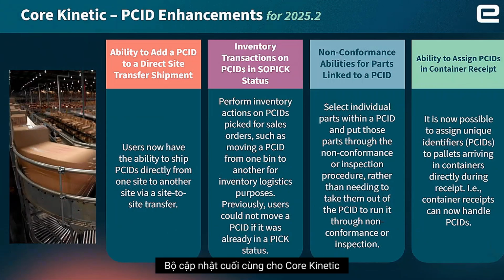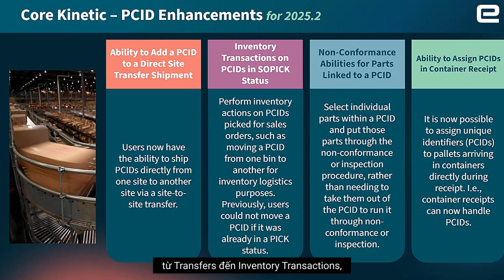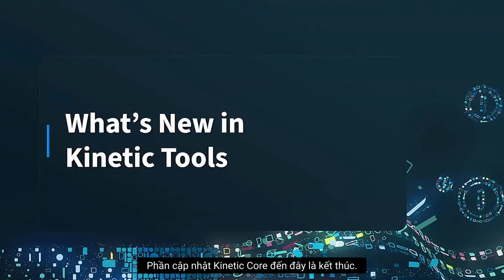Our last set of core Kinetic updates focuses on PCID functionality. We continue to expand how PCIDs can be used across the system, from transfers to inventory transactions to inspections and even container receipts. The goal here is simple: make PCIDs more flexible and more useful in everyday operations. There's still several more applications we want to add this to. We're making strides to doing that with every release. And that wraps up the Kinetic core updates.